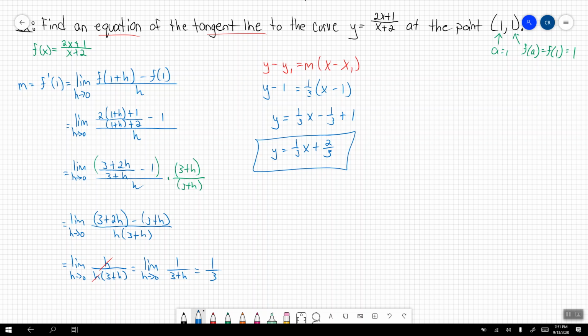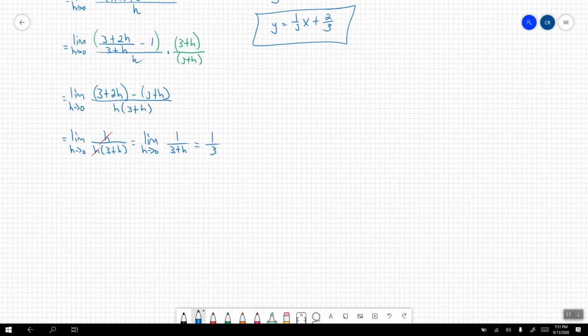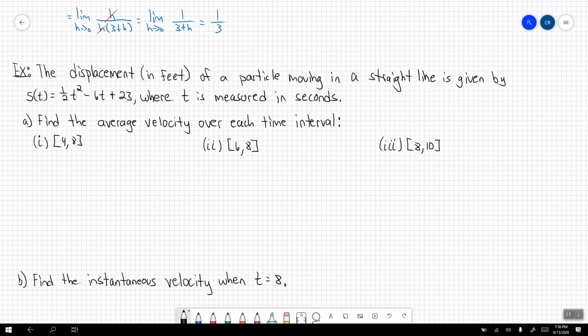Okay, so let's go ahead and work on a different example. So again, you're going to see the example pop up in just a little bit here. All right, so here's the question. This question says that the displacement in feet of a particle moving in a straight line is given by s of t, which is equal to 1/2 t squared minus 6t plus 23, where t is measured in seconds. And for part A, we want to find the average velocity over each time interval.